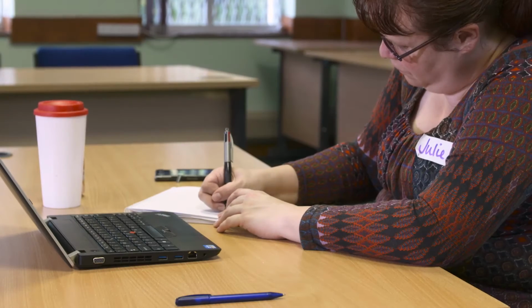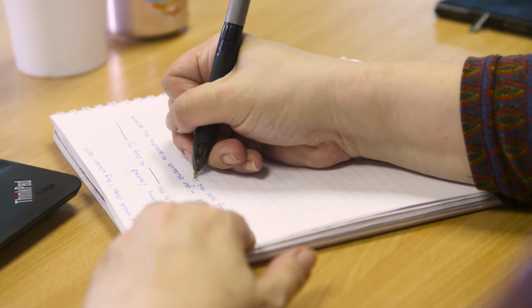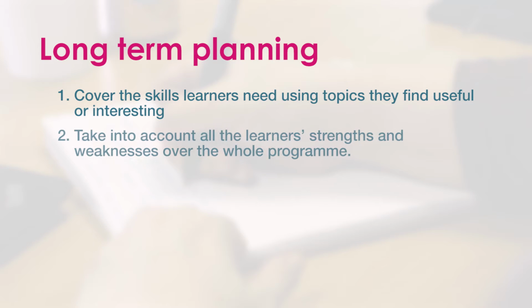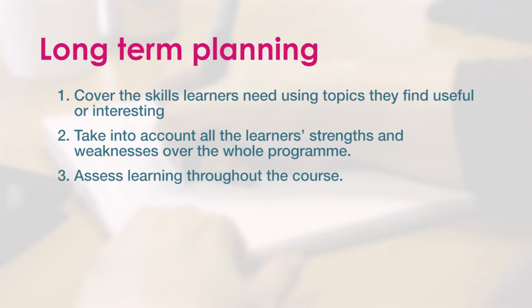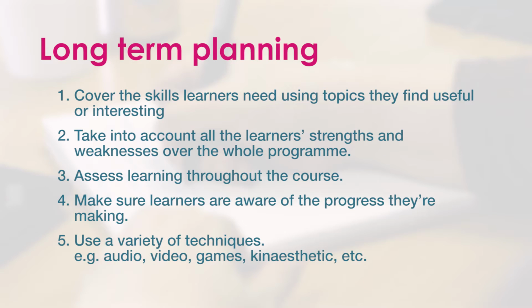There are two types of planning you need to do, long and short term. For long-term planning, make sure that you cover the skills learners need using topics relevant to them. Take into account all the learners' strengths and weaknesses. Assess learning throughout the course. Make learners aware of the progress they're making, and include a variety of techniques like audio, video, games, or kinesthetic.